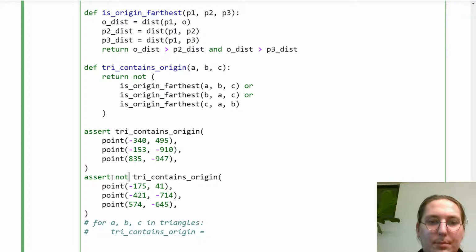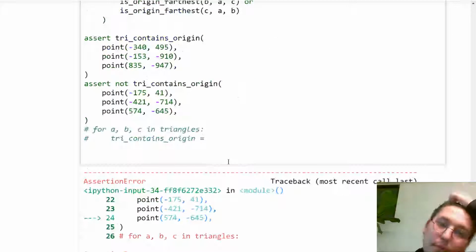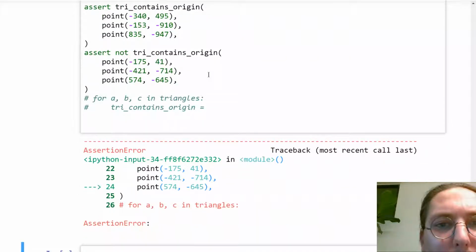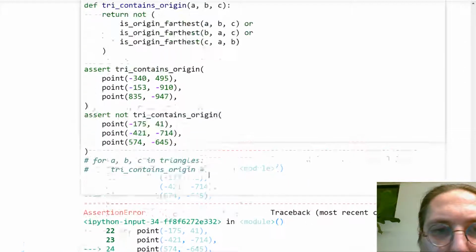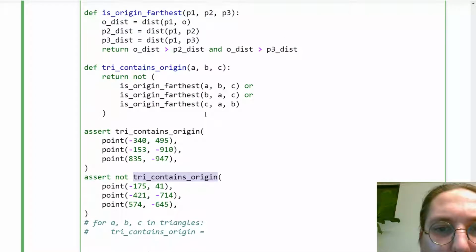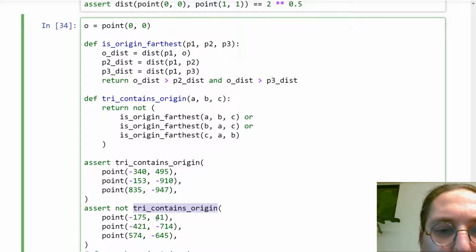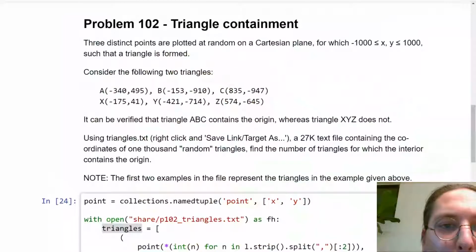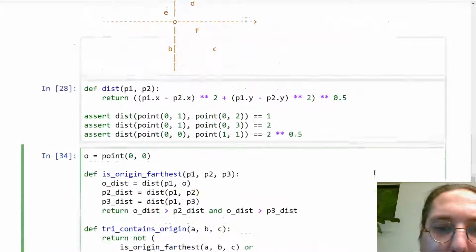Certain. So supposedly this one is considered to contain the origin. Isn't that what it said, isn't it? Yeah. No.